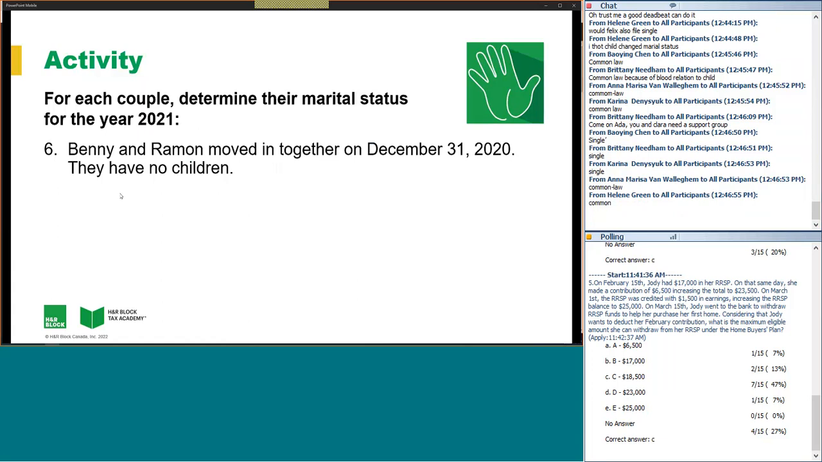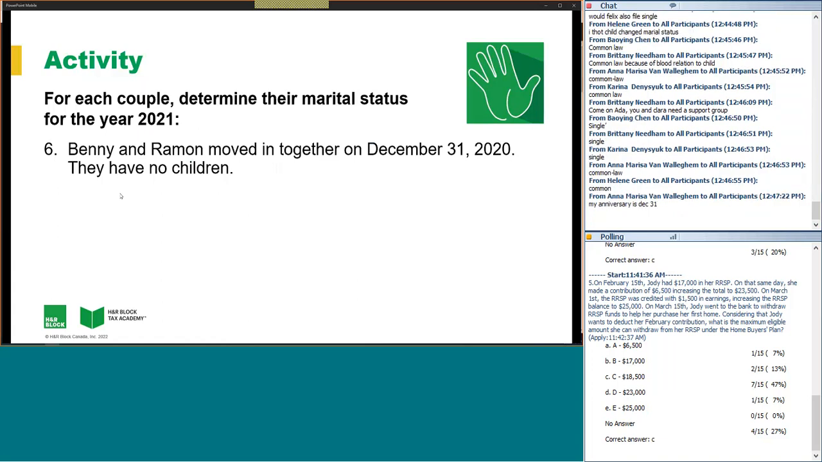I will say this scenario doesn't come up very often because it's a real pain trying to move on New Year's Eve. Most of the time, people will move a little bit before, a little bit after. Not a lot of people are giving up their New Year's Eve to move in together, but theoretically it could happen. And I will say weddings do happen on New Year's Eve, but moving is just a pain.